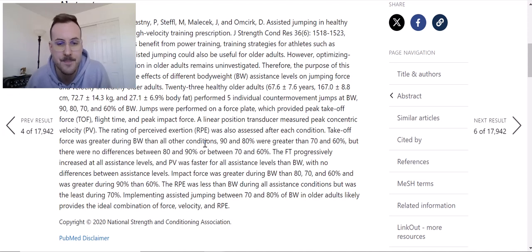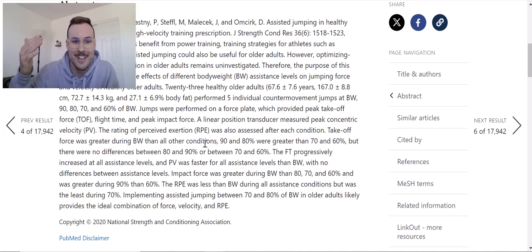The FT, the flight time, progressively increased at all assistance levels. Well, that makes sense, right? The more help you got with jumping, the higher you were able to jump. They didn't measure how high you could jump. They measured how long you stayed in the air. We're not floating. We're not levitating. So we know that if you jumped higher, you stayed in the air longer. So higher flight time. And PV, what was PV?